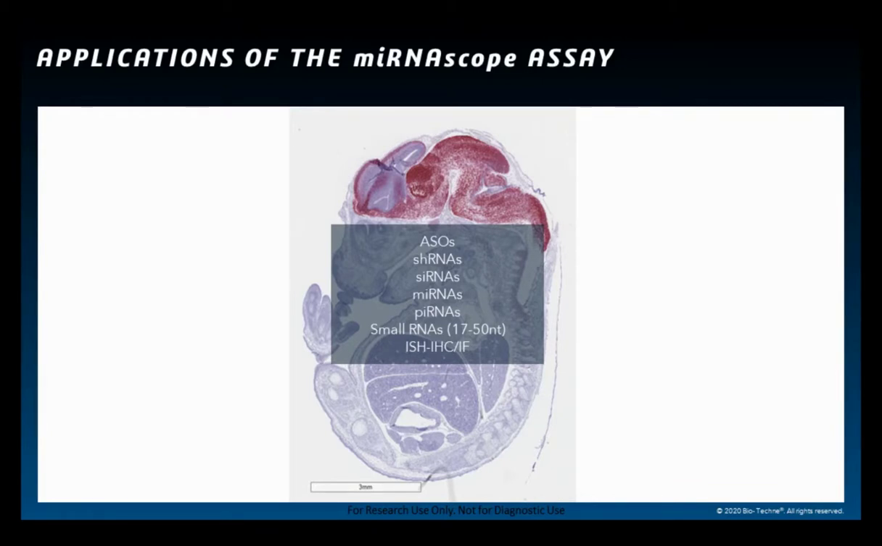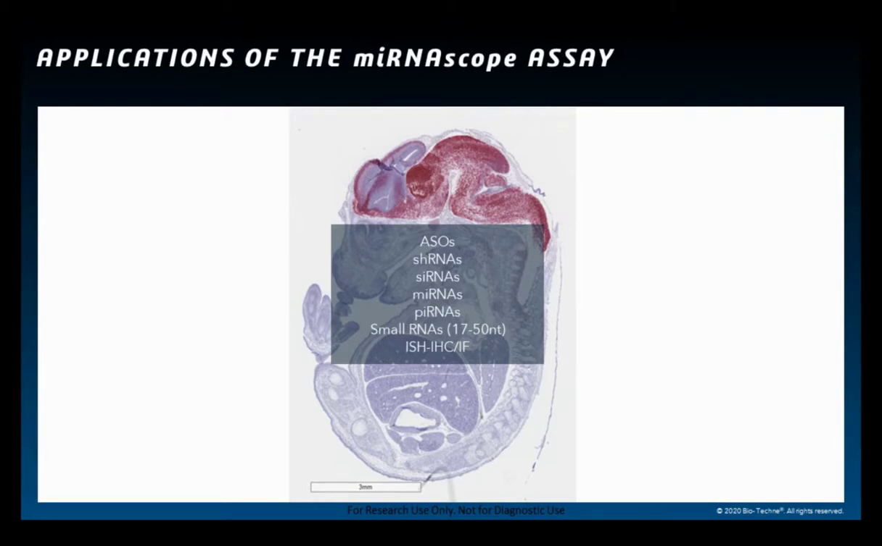The next application is ISH combined with immunohistochemistry or immunofluorescence. Now, the miRNAscope workflow is fully compatible with IHC or IF. This is an extremely important application if there is a need to identify a particular cell type of interest, or even to determine the levels of a particular protein whose transcript was originally targeted by one of the aforementioned regulatory small RNAs. Using miRNAscope, you can specifically identify any of these subtypes of small RNAs, and then using IHC, you can identify a particular cell type of interest.